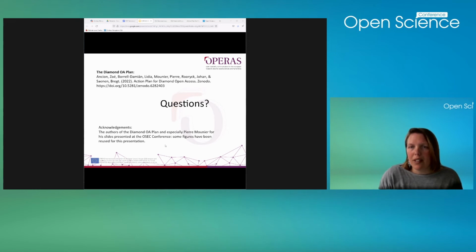it's also a way to facilitate the move from other open access models, the green one, for instance, to the Diamond one. And this is why we expect by supporting and developing the Diamond open access model. So you have on this slide the link to the Diamond Open Access Plan if you want to have a deeper look. And I'd like to acknowledge the authors of this plan, and especially Pierre Mounier, as I reused some of his figures presented at the OSEC conference in my presentation. And I'm ready for questions.